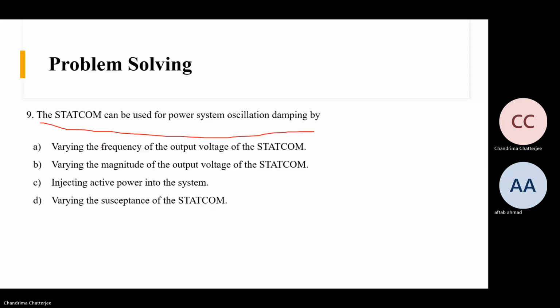Then injecting active power into the system is also not correct because STATCOM is used for reactive power injection or reactive power absorption. Then varying the magnitude of the output voltage of STATCOM, this is correct because if you see the closed loop control, the output voltage of the STATCOM is varied to damp the system oscillation. Okay, so option B is correct.